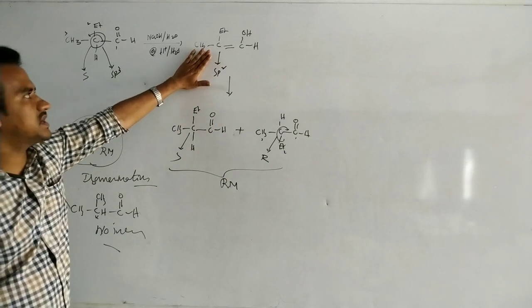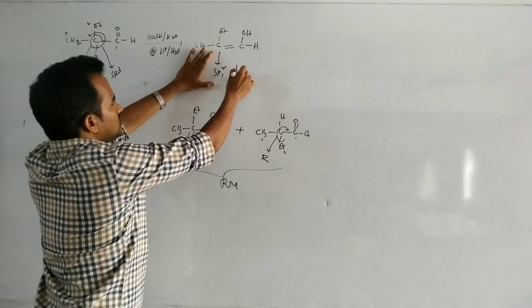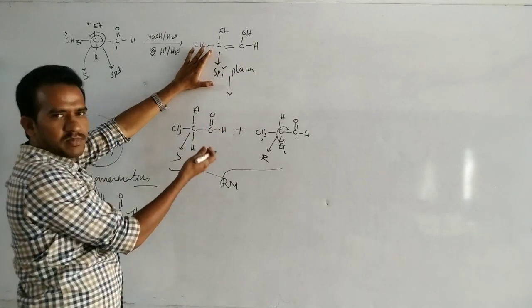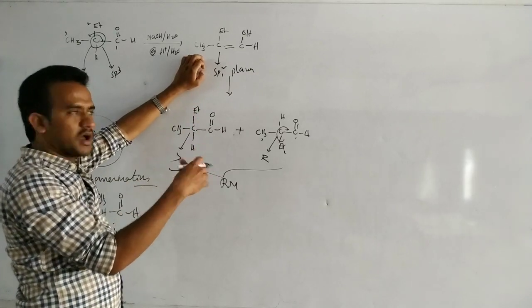through the enol form, because it is sp2 planar. This compound is sp2 planar. Now it is sp3 non-planar. In that non-planar compound, the groups may be either above the plane or below the plane.